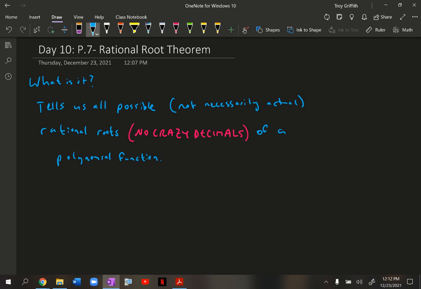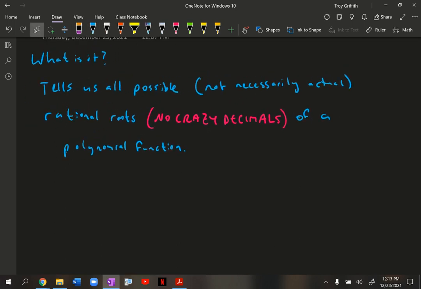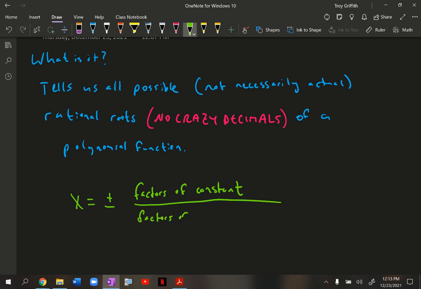All right, and the way that we find all these possible rational roots is we use this right here. We do x equals plus or minus. This is not necessarily going to make sense right now, but we'll do some examples, and hopefully this will make more sense as we go. Plus or minus all of the factors of the constant divided by all of the factors of the leading coefficient, the coefficient of highest degree.